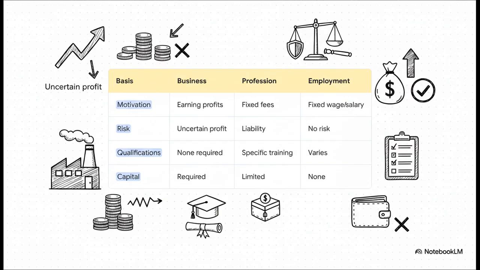Let's focus on risk for a second. In a business, your profit is totally uncertain. High risk, high reward. In a profession, your income is more stable, but you've got professional liability. And in employment, pretty much zero financial risk, you get that steady paycheck. And you can see the same huge differences when you look at how much money you need to start and what kind of qualifications are required.